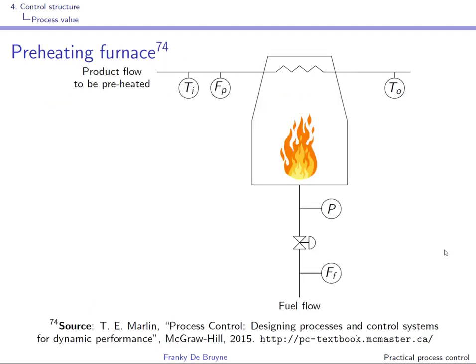Let us now have a look at the process that we will consider as a tutorial example for the illustration of our systematic construction of the control structure. This example has been drawn from the book from T.E. Marlin, Process Control, Designing Processes and Control Systems for Dynamic Performance. What is nice is that the copyright of this book has returned to the author and that he is donating the book for use without charge. You can click on this internet link and this will lead you to a site where you can consult the PDF version of the book.